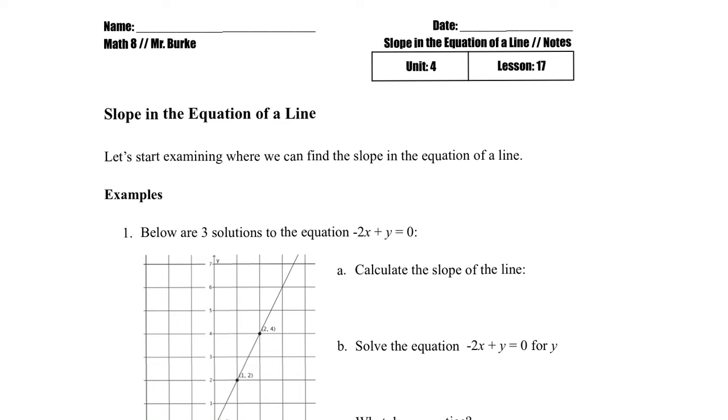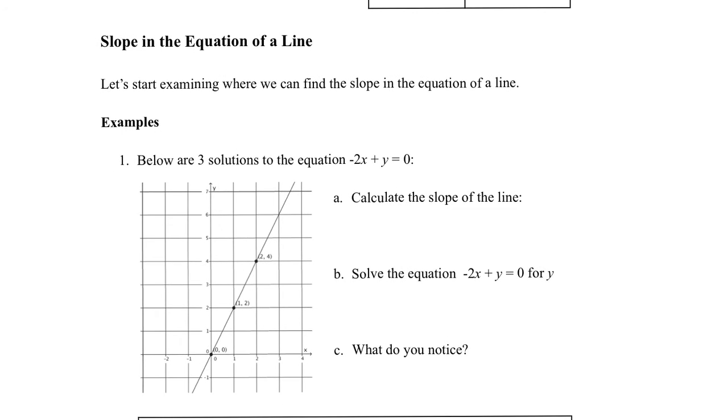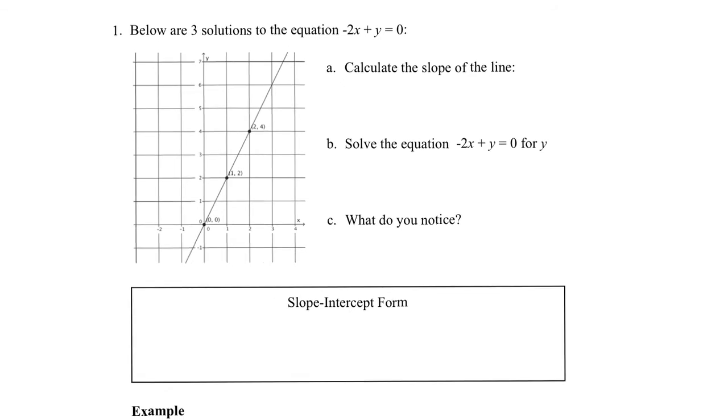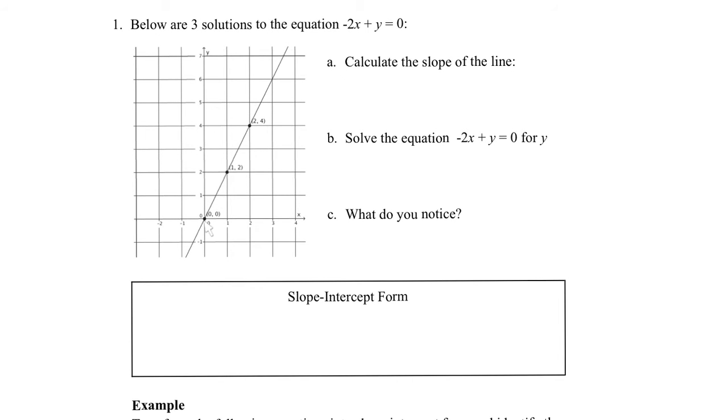Okay, so this is going to be Unit 4, Lesson 17. We're going to talk about slope in the equation of a line. So let's take a look at this here. We've got a line here, and we've noted three solutions that are all solutions to this linear equation right here. So let's go ahead and calculate the slope of this line.